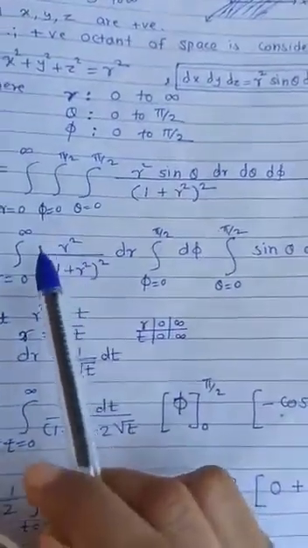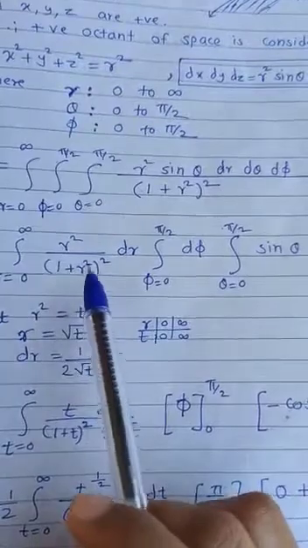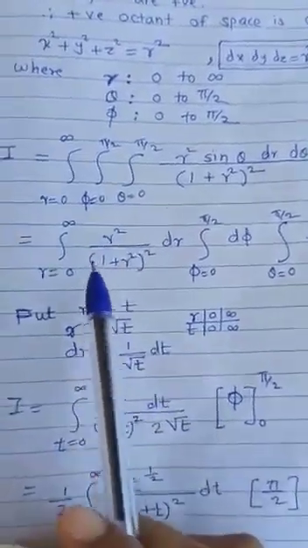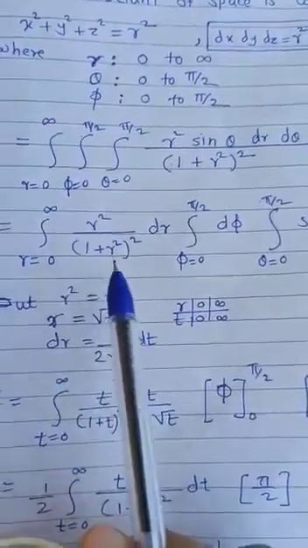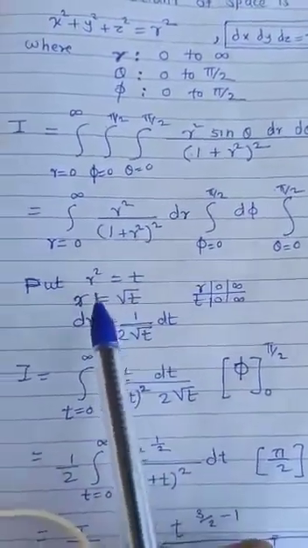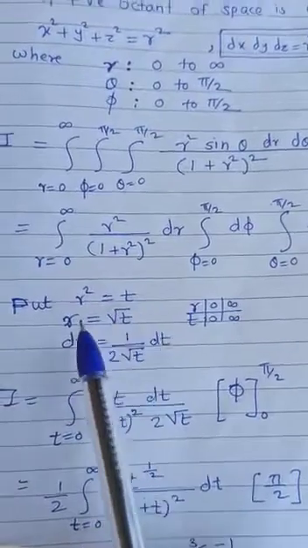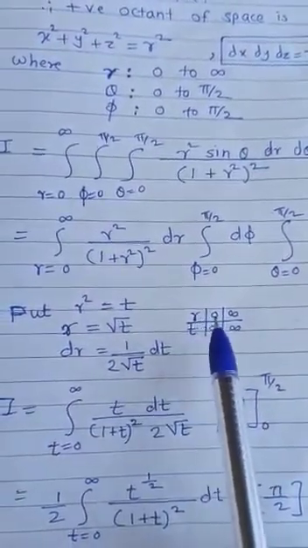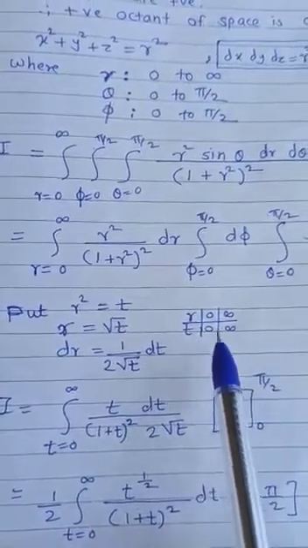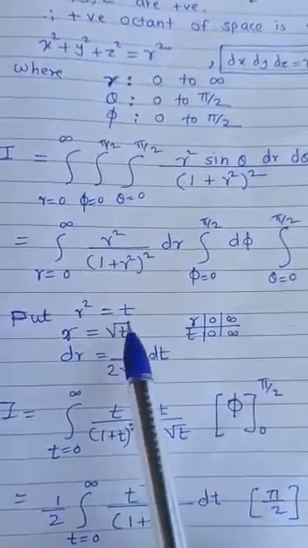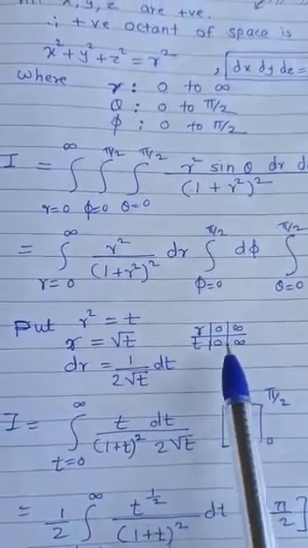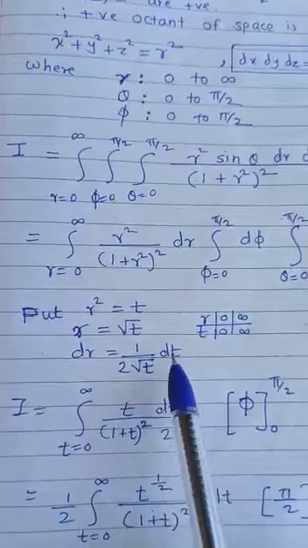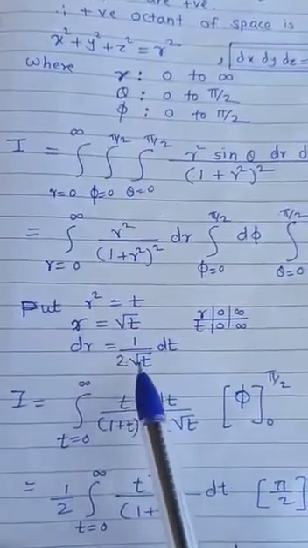But for this integration, r square upon (1 plus r square) whole square, we will use the beta function. So for this you have to substitute r square equal to t. So r equals root t, and therefore the limit for r as 0 to infinity, the t limits will be 0 to infinity because root of 0 is 0 and root of infinity is infinity. So the limit will not change, and dr will be 1 upon 2 root t dt. The differentiation of root t is taken here.